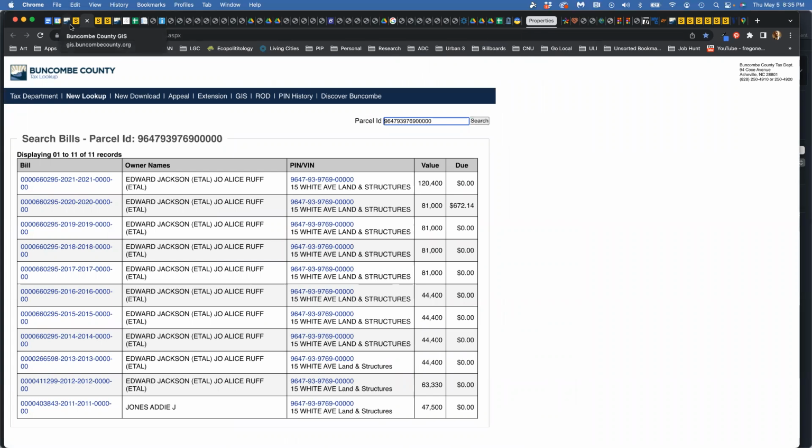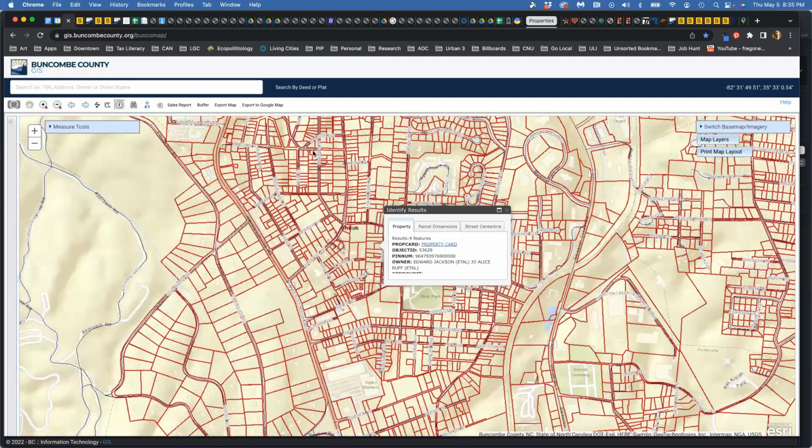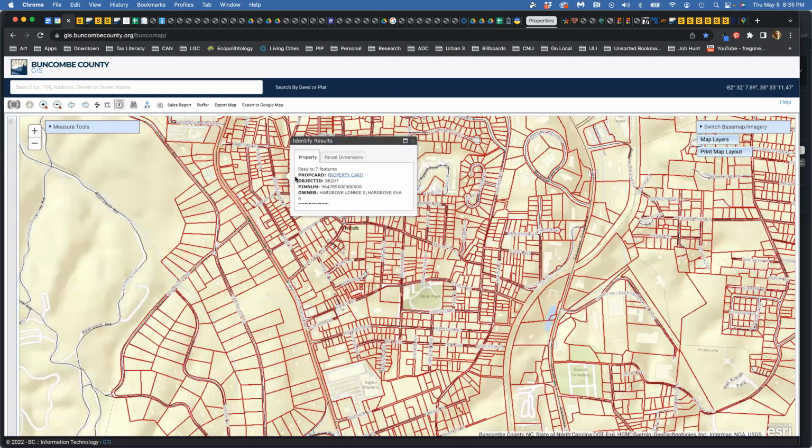Let's just grab one more. I'm just doing this kind of randomly poking around. This is Lonnie Hargrove.